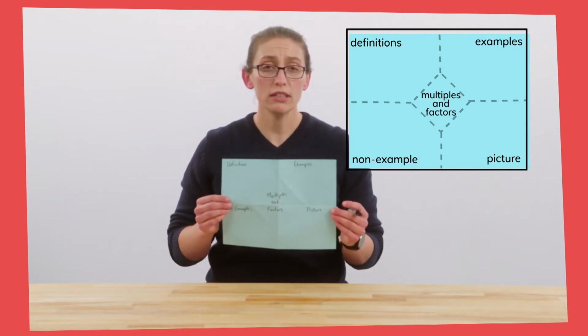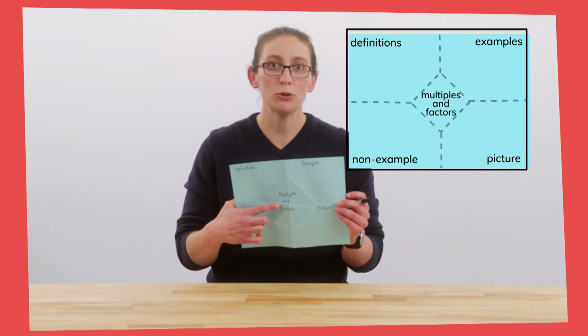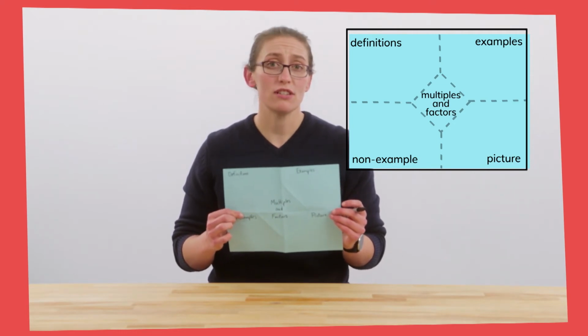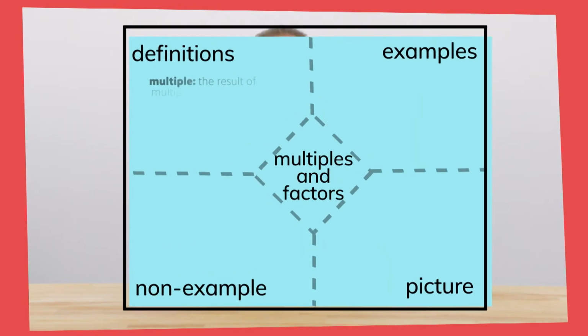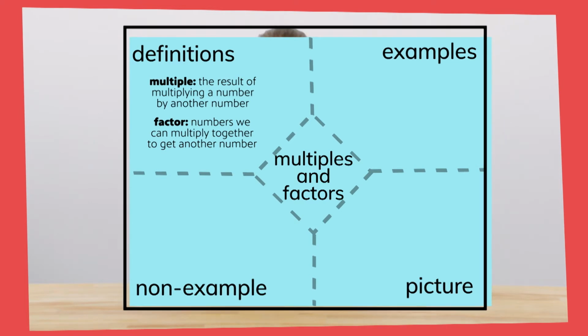Now, we're going to define our 2 words, multiples and factors, together. So let's write the definitions in our upper left rectangle. To begin, a multiple is the result of multiplying a number by another number. Factors are the numbers we can multiply together to get another number. I'm going to give you some time to write these definitions in your Frayer model.